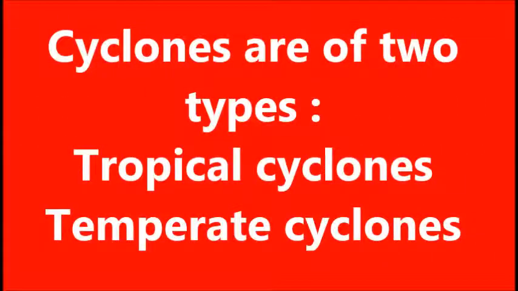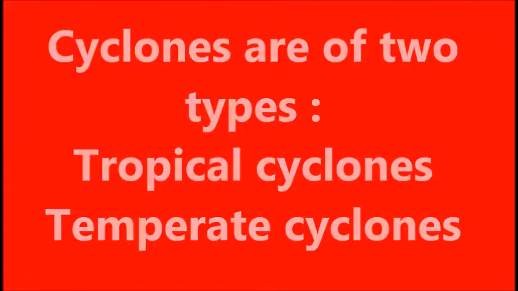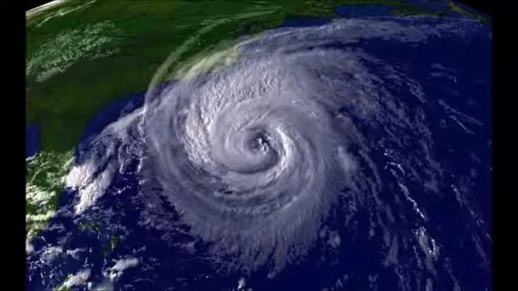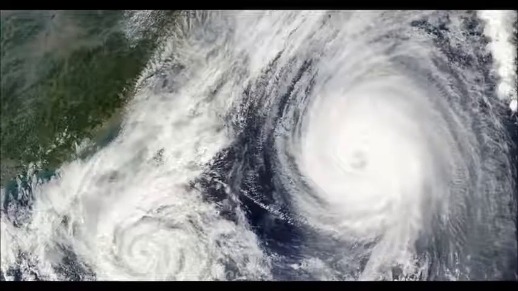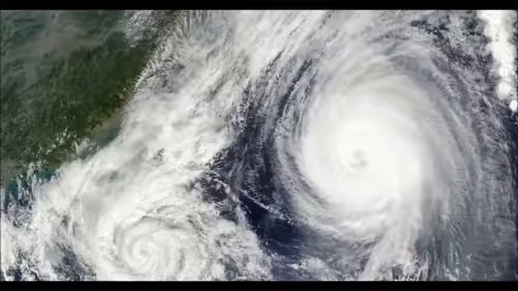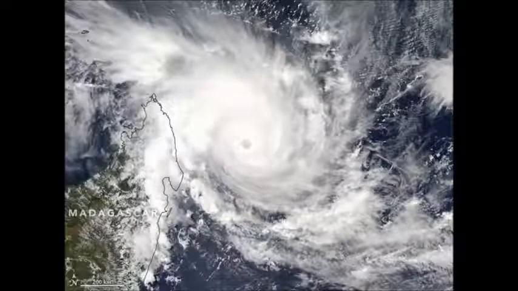Cyclones are of two types, namely tropical cyclones and temperate cyclones. Tropical cyclones are found in the tropical region. They are very powerful and disastrous. Temperate cyclones are found in the temperate region. They are comparatively less strong and less dangerous.